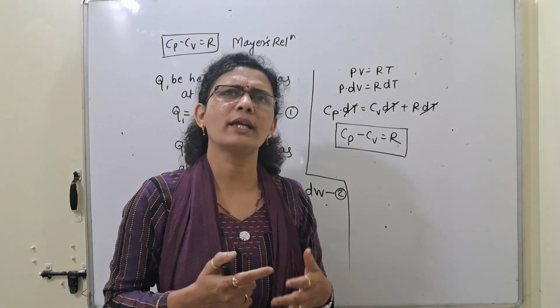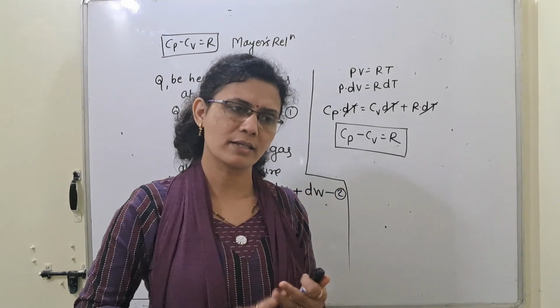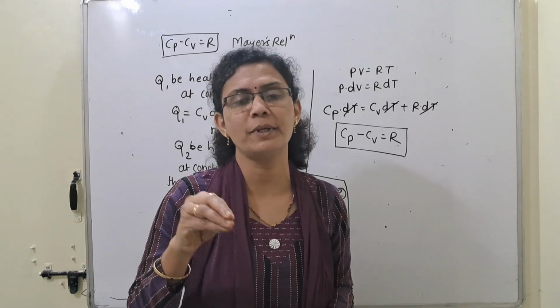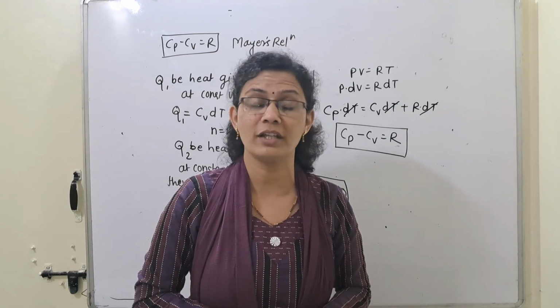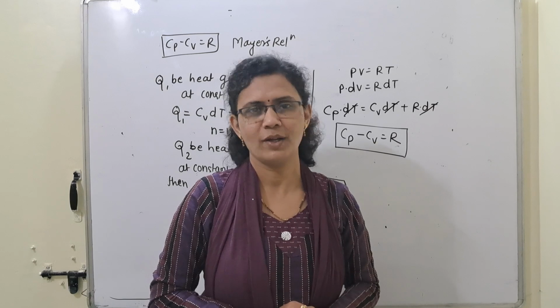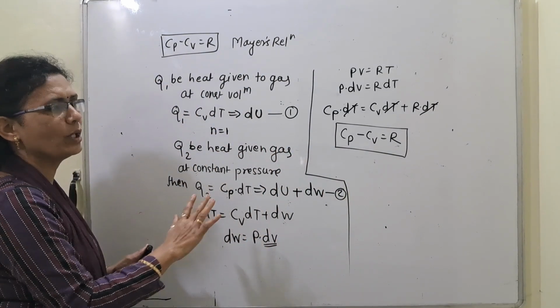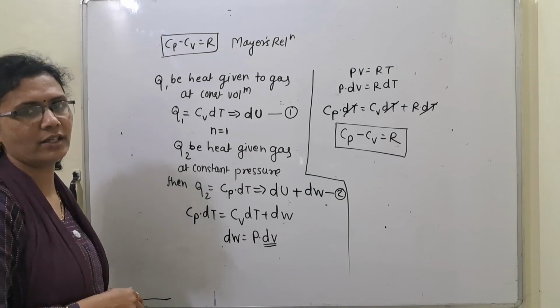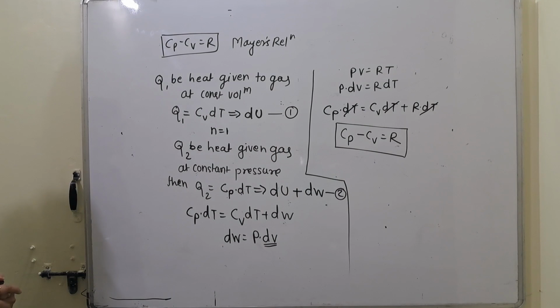Also they can ask the question, derive the relation between Cp and Cv, or they can ask the question, prove that Cp minus Cv is equal to R, or also they can ask the question, derive the expression for Mayer's relation. Okay, for all these questions, the answer will be the same. You will get 3 marks for this answer. If you want to take the screenshot, take it.